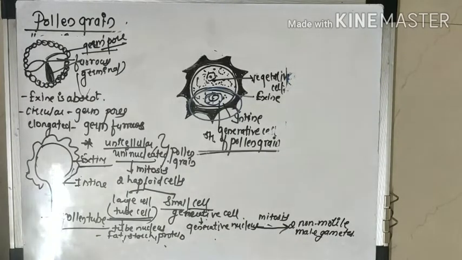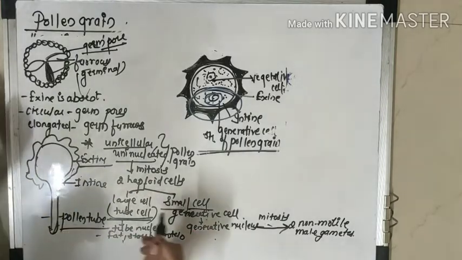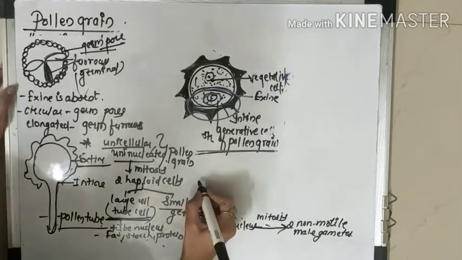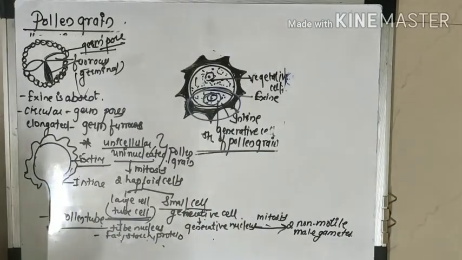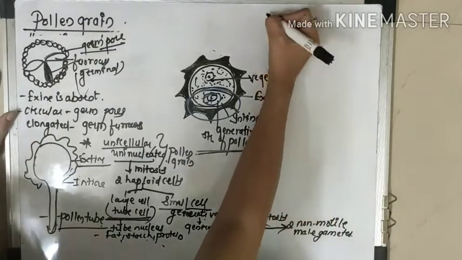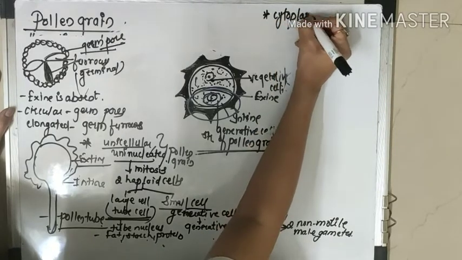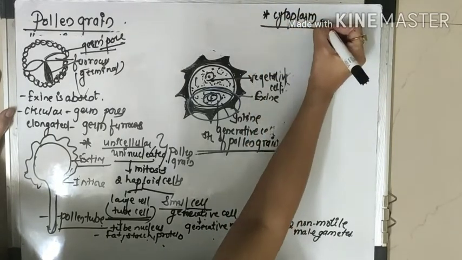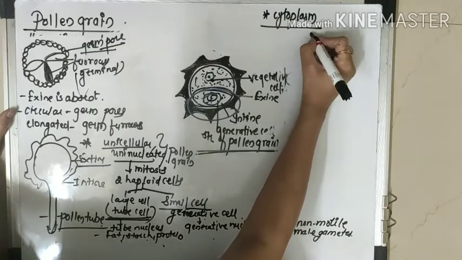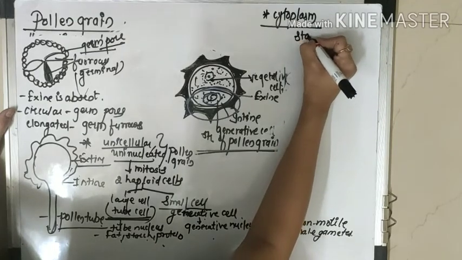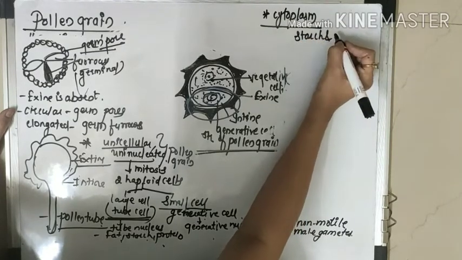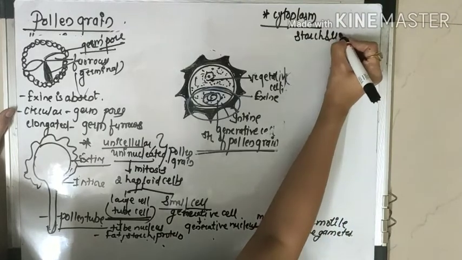So the cytoplasm of the pollen grain, whatever cytoplasm is present in this pollen grain, I am talking about the cytoplasm of the pollen grain. It is rich in starch and unsaturated oil.